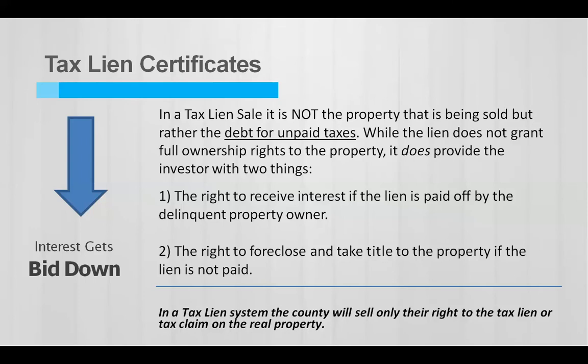So in a tax lien system, the county will sell only the right to the tax lien, the tax claim on the real property. Again, the county needs this money, and we're going to talk about how this works. I'm going to break it down here in just a minute.